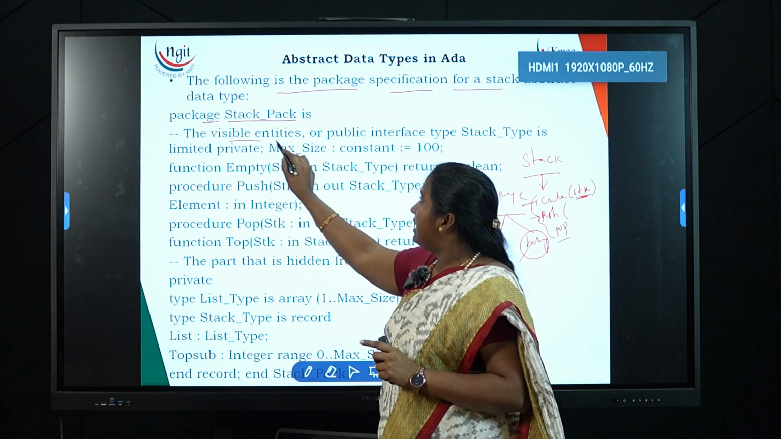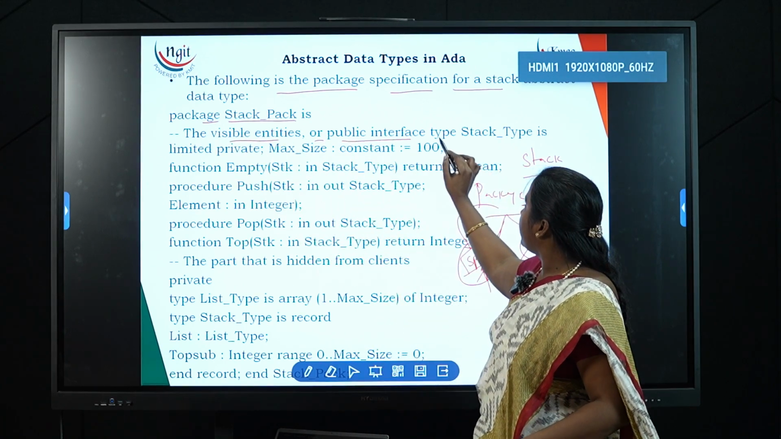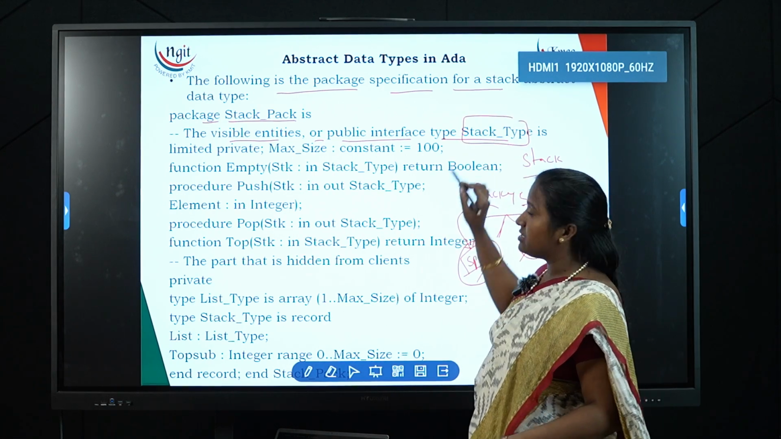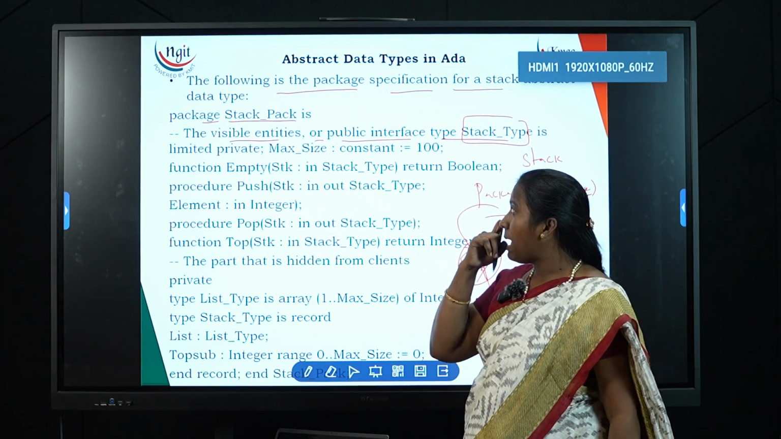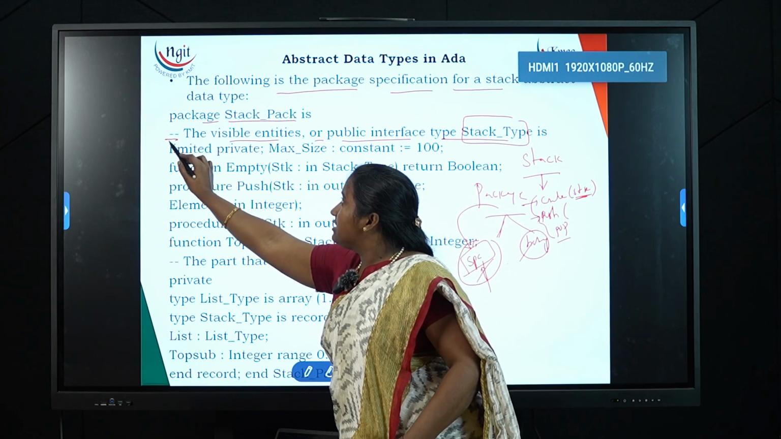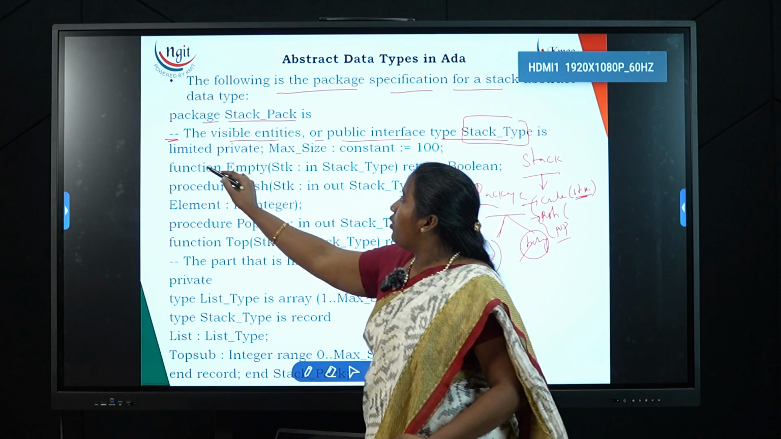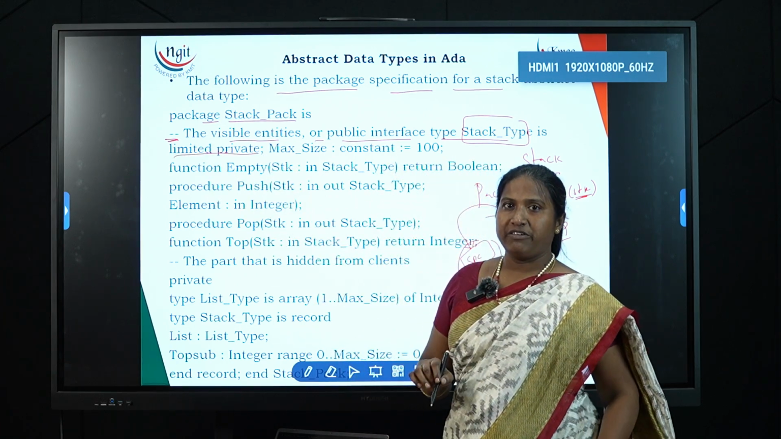Now the visible entities are the public interface, type stack types. This is what the package will be taking into the program. Now these are the comment lines in Ada. We'll use a double slash as the comment marker in Ada. Now limited private is the access specifier.